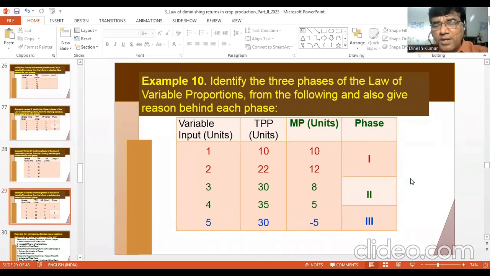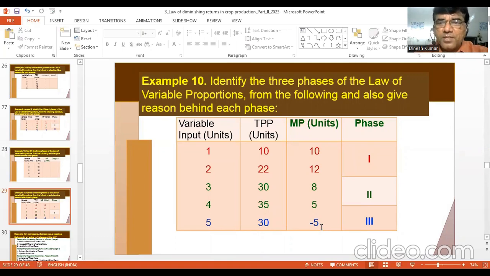Now the interesting matter of fact is that when you increase the unit from 1 to 2, the marginal product increases from 10 to 12. So there is an increase in the marginal product here. And then in stage 2, there is a decrease in the marginal product. From 8, it has become 5. And in stage 3, the marginal product has become negative. So you see three different kinds of behavior. In stage 1, MP is increasing. In the second, it is decreasing. In the third, it has become negative.